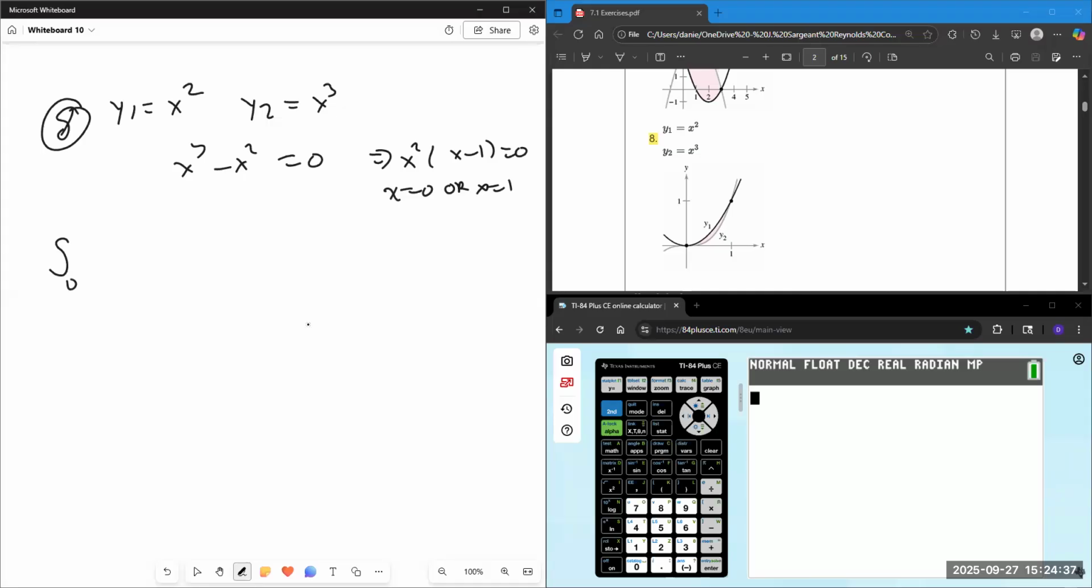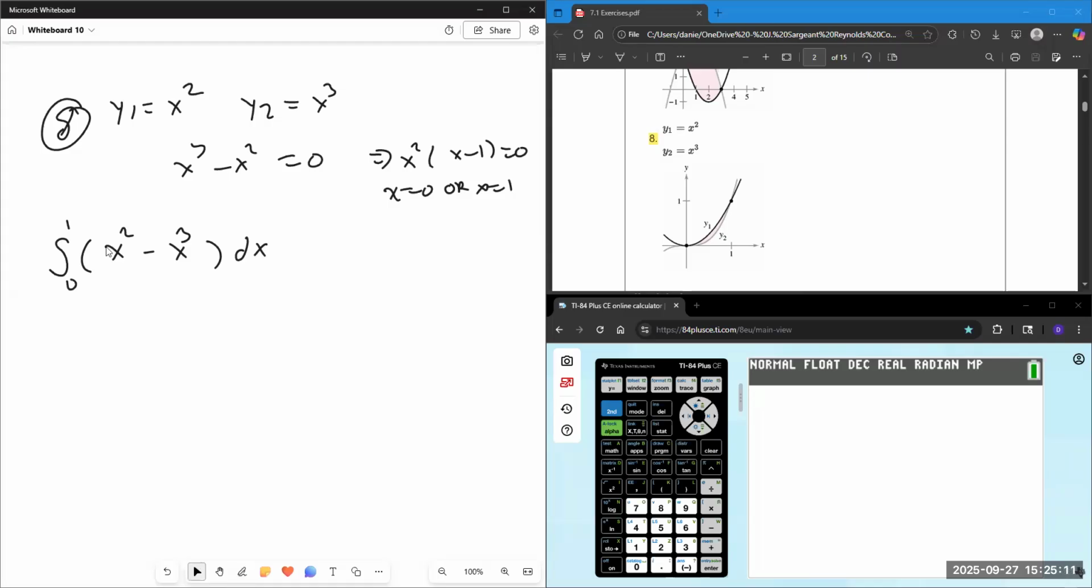So the integral from 0 to 1 of, now I've got to think about which one is bigger, which one is smaller. In the interval between 0 and 1, pick any fraction that you want to. 1/10, let's say. 1/10 squared is 1/100. 1/10 cubed is 1/1,000. 1/100 is bigger than 1/1,000. So this is x² minus x³ dx, and that's it for the setup here.